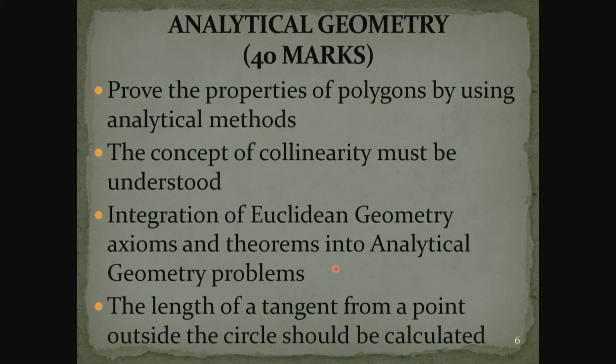Okay, right. The next part that we are having now will be on analytical geometry. Analytical geometry, I don't want to focus much on the marks, but we know that statistics is 20, analytical geometry is what? It's 40 marks, right? The first point that we're having here, very, very important, is that we must be able to prove the properties of polygons by using analytical method. If they say prove that this is a right angle triangle, prove that this is a parallelogram, prove that this is a rectangle, prove that this is an isosceles, we need to know how to use analytical method to prove these properties of polygons.